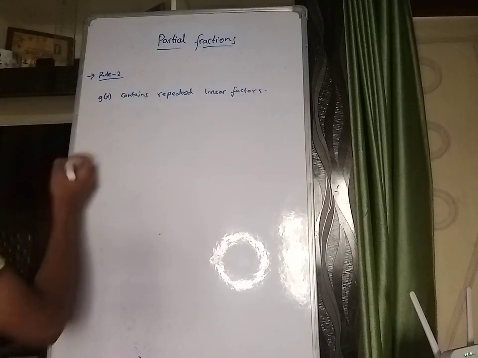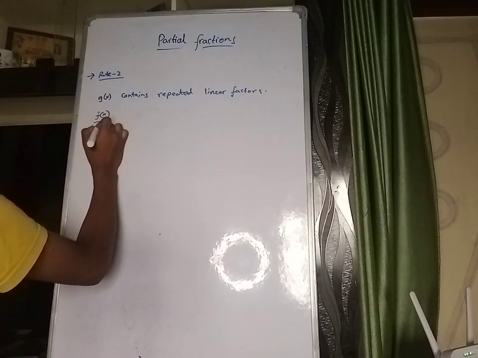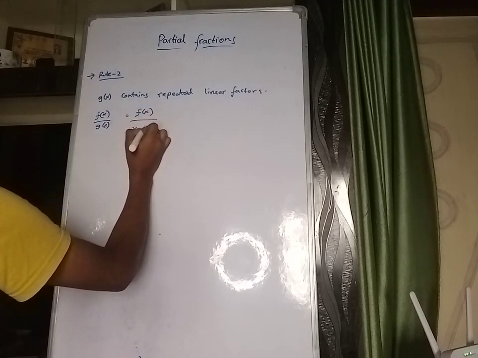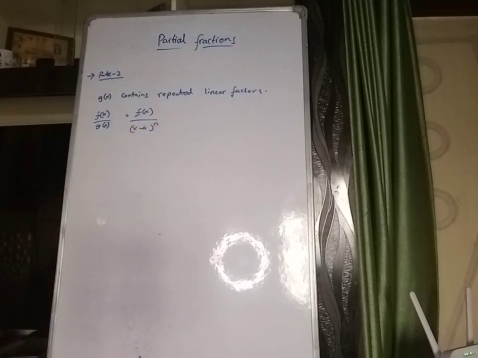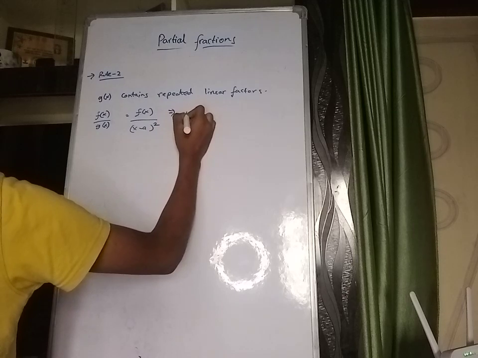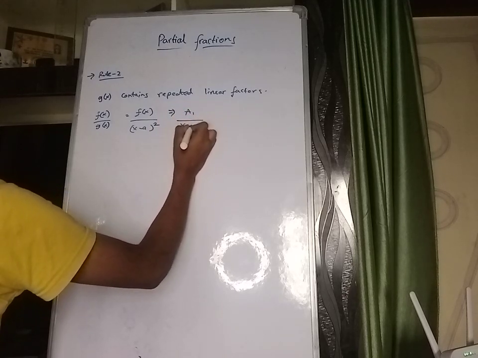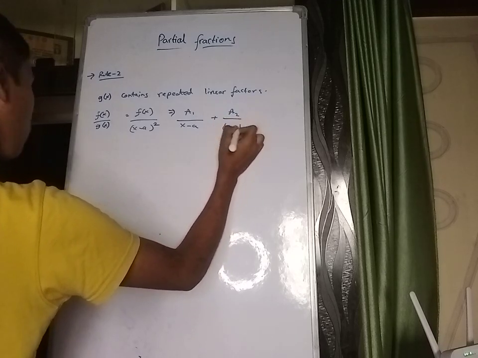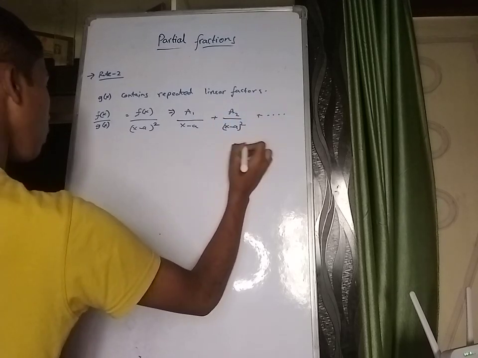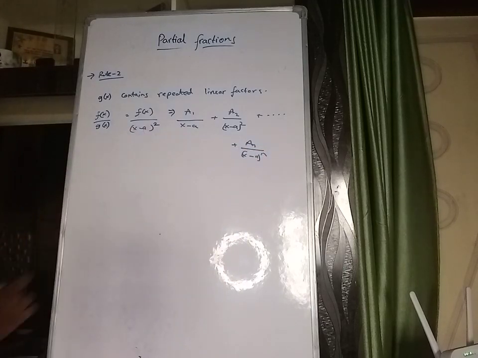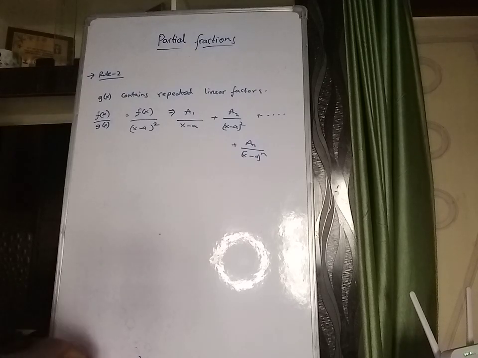Okay, so let f of x by g of x be a proper fraction, which is f of x by x minus a whole power n, or whole square. Let's take it as whole square. Then we can write this as a1 by x minus a plus a2 by x minus a whole square, and so on up to a n divided by x minus a whole power n. These are the first two rules.